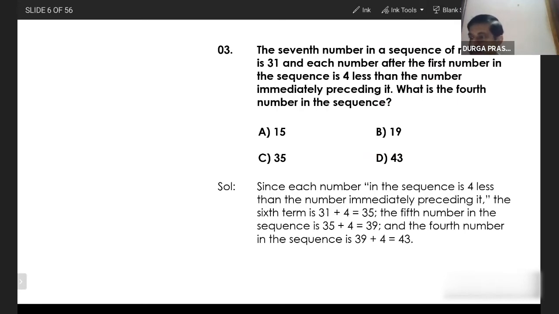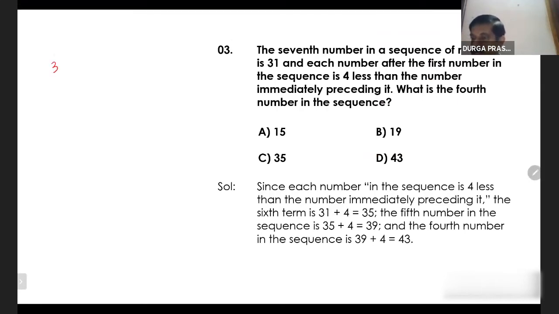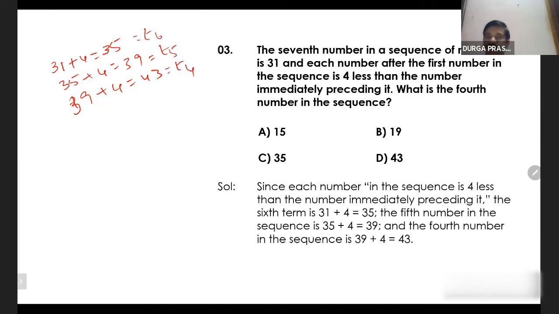So it is like this. 31 is the number plus 4, so that is 35. 35 plus 4 is 39. 39 plus 4 is 43. So the fourth term, T6, T5, and T4. Right, children? So this is 43. Let us go to the next question.